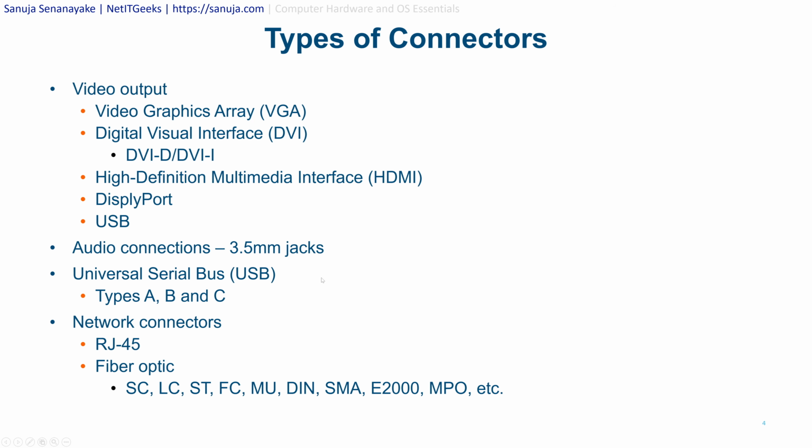Universal Serial Bus, or USB, as mentioned above for video, as well as a little bit under audio, includes the Type A, Type B, and Type C connectors. Please keep in mind the type of USB connector is not directly related to the speed at which the USB can operate.